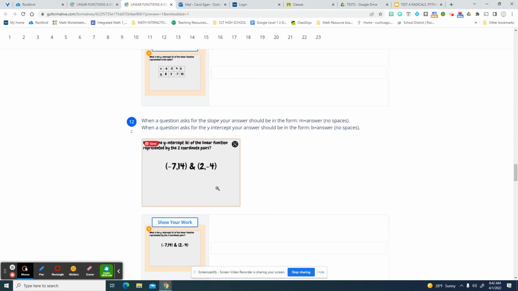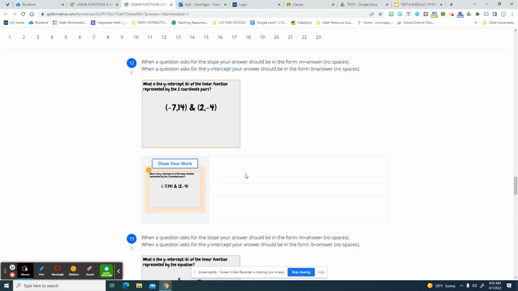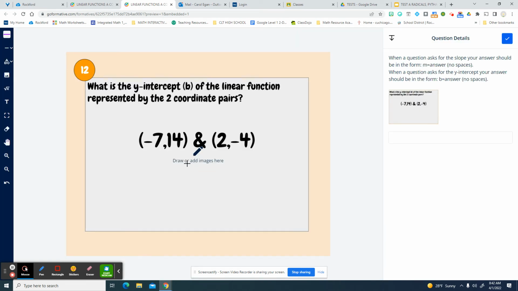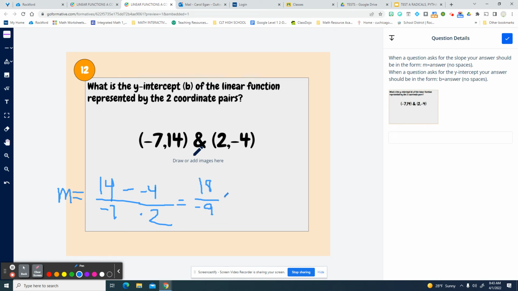Okay, the third one, we have to find b given 2 points. So we're going to use that b method that we just talked about. So first we're going to find the slope. So m equals 14 over -7 minus -4 minus 2. Wind up with that 18 over -9, and our answer winds up to be -2. This is the same one that we did beforehand, right? So we know our m is -2.